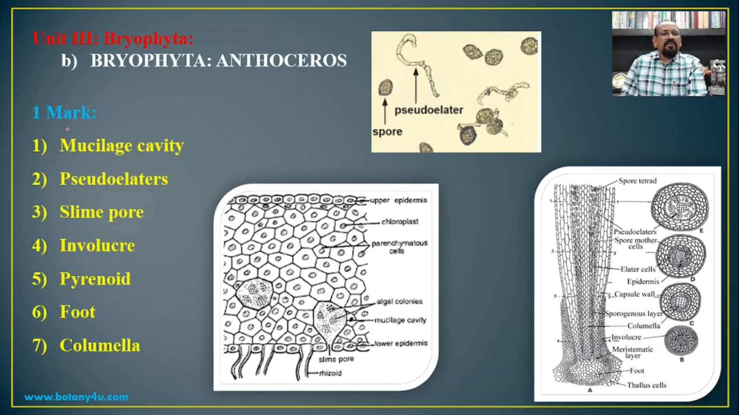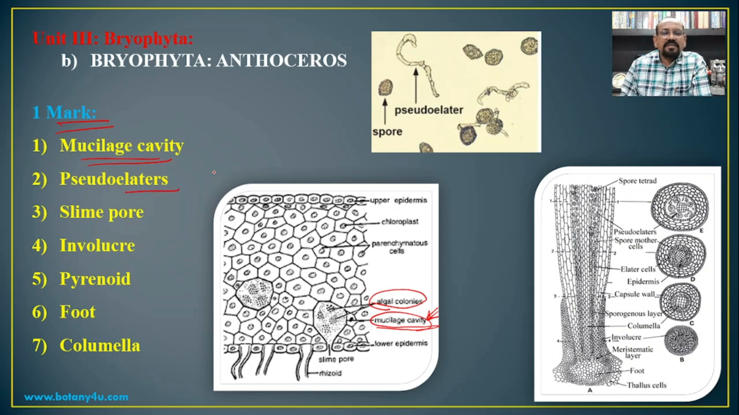Then the 1 mark questions on the Anthoceros, the first one, that is the mucilage cavity. We know inside the thallus there is a presence of a mucilage cavity, and this mucilage cavity is filled with mucilage along with the algal colonies which are involved in the process of atmospheric nitrogen fixation.